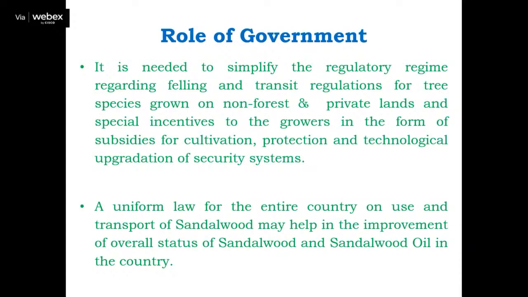And to grow more and more sandalwood and for marketing, what is the role of government? It is needed to simplify the regulatory regime regarding felling and transit regulations for tree species grown on non-forest and private lands, and special incentives to the growers in the form of subsidies for cultivation, protection, and technological upgradation of security systems should be provided. A uniform law for the entire country on use and transport of sandalwood may help in the improvement of the overall status of sandalwood and sandalwood oil in the country.